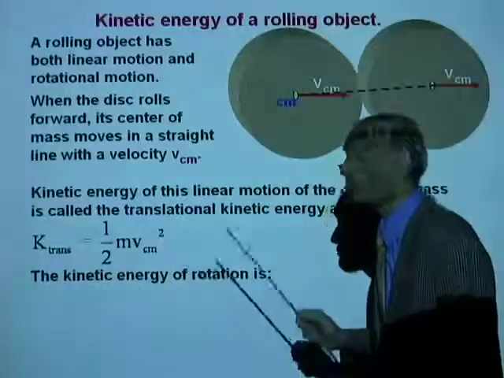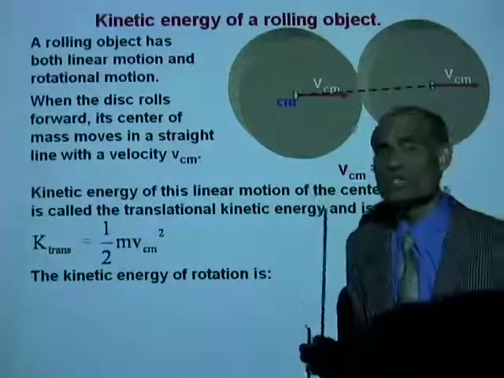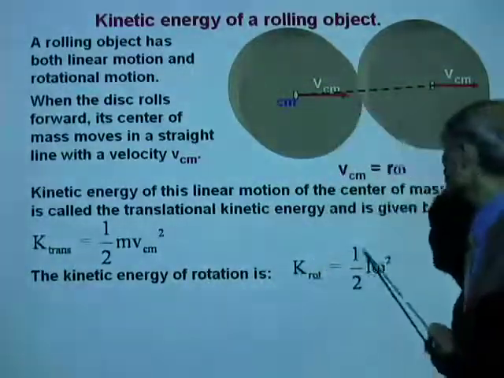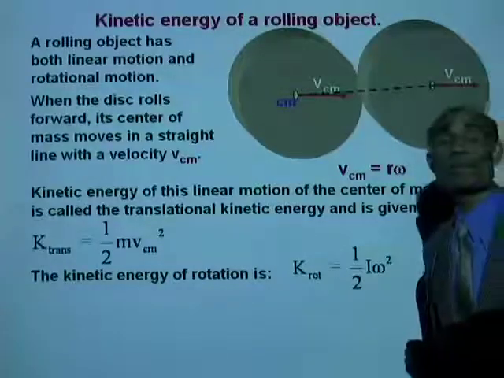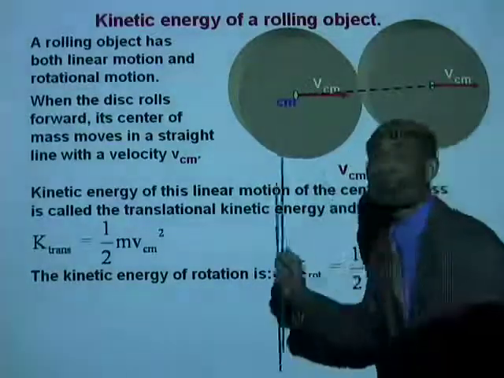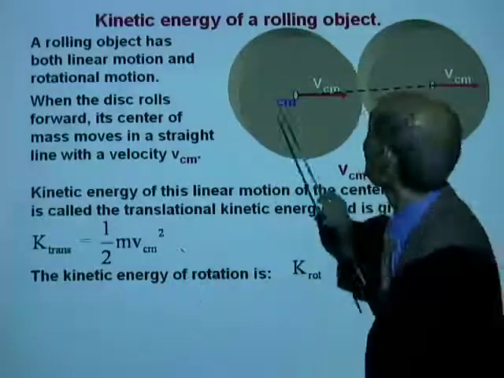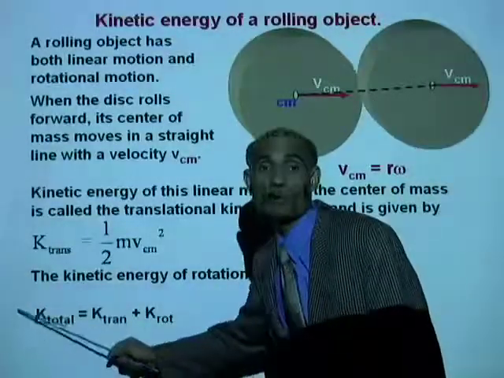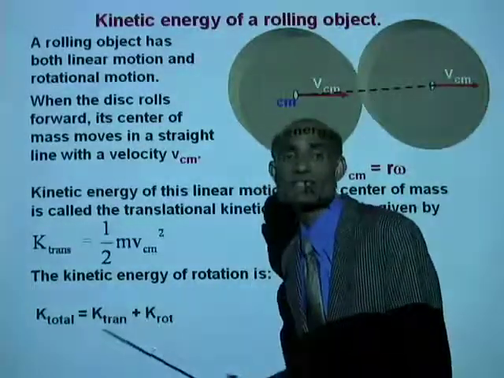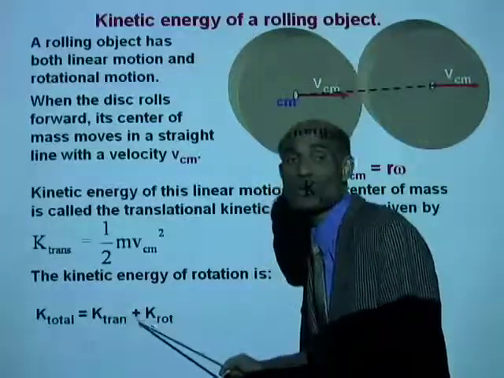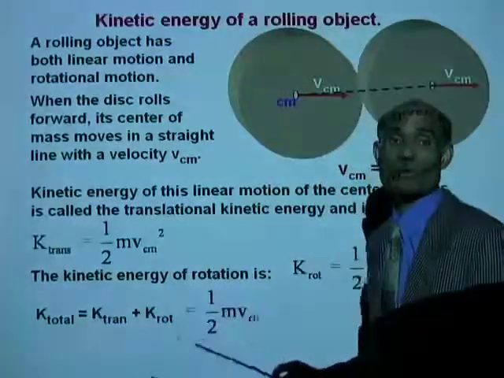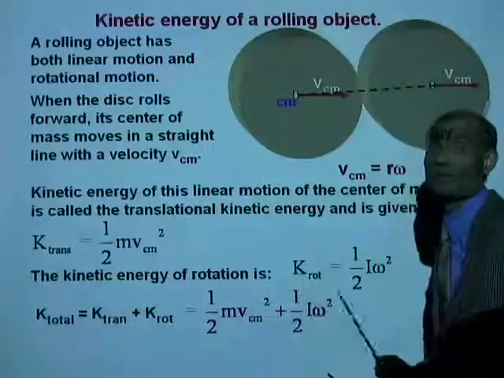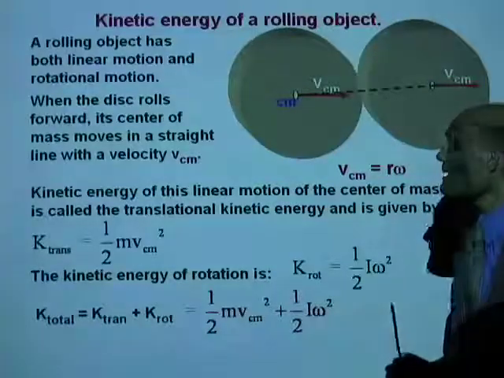The kinetic energy of rotation is, what is it? What is the kinetic energy of rotation? K rotation is 1/2 I omega squared. So what is the total kinetic energy of the rolling disk? K total, the total kinetic energy of a rolling disk, is K translational plus K rotational. That is 1/2 m v center of mass squared plus 1/2 I omega squared.